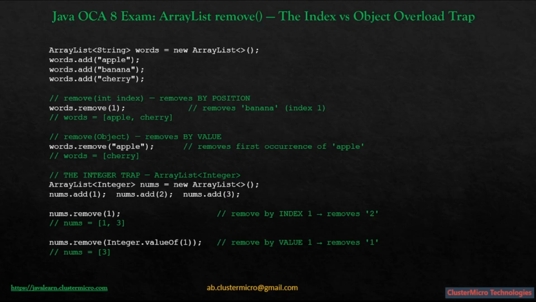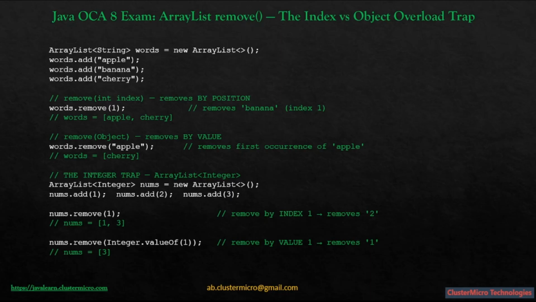The integer trap. Here we have to understand this very carefully. ArrayList<Integer> nums = new ArrayList<>(); nums.add(1), nums.add(2), nums.add(3). Now we have an array list of Integer objects. The values are 1, 2, 3 at indices 0, 1 and 2.